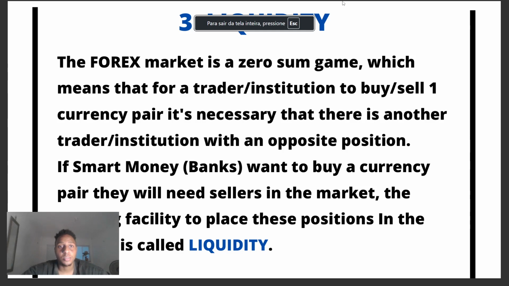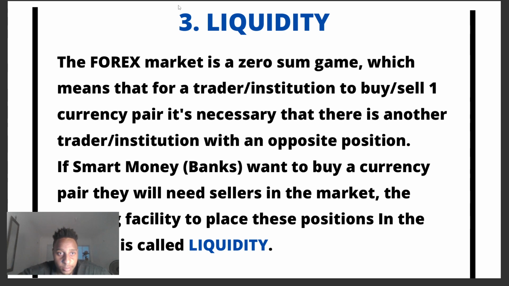So guys, liquidity in the forex market is basically where the positions of the traders are, where the stop losses are. If I make a position, for example a buy, I will put my stop loss somewhere. So that is liquidity, where we put our stop losses in.